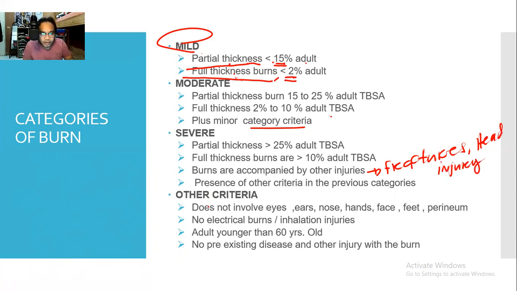And for the other criteria, does not involve the eyes, the ears, the nose, the hands, the feet, and the perineum. No electrical burns or inhalation injuries, adult younger than 6 years old, and no pre-existing disease and other injury with the burn. Okay, ayan, mag-break muna ako kasi nauuhaw ako.